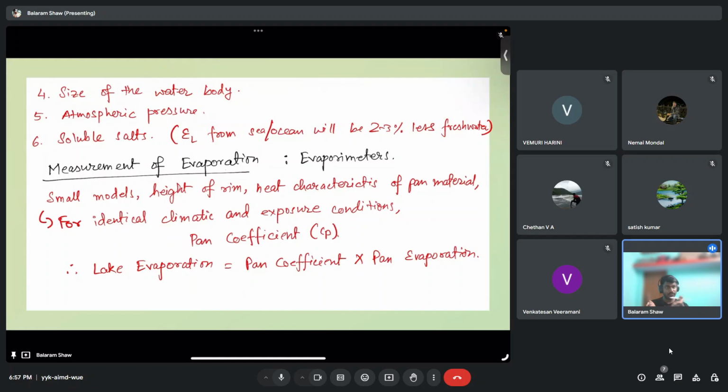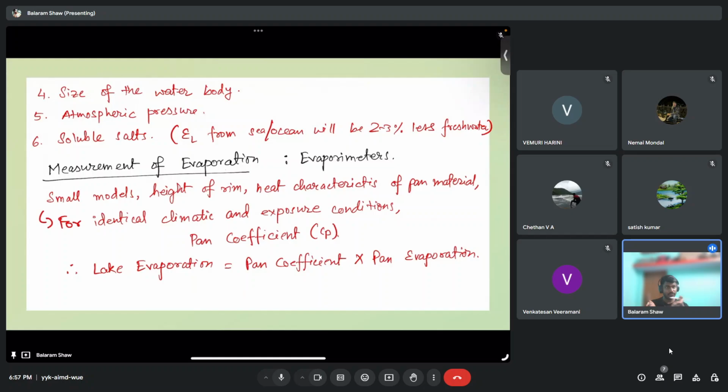Right? So for pan evaporimeters like the class A pan, we have a range of 0.6 to 0.8. Then for the ISI standard pan, we have 0.65 to 1.10. So mostly it ranges from 0.6 to 0.8, something like that. Okay.